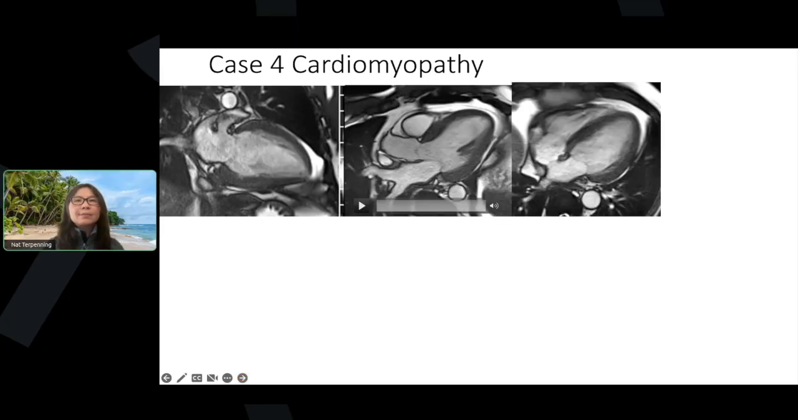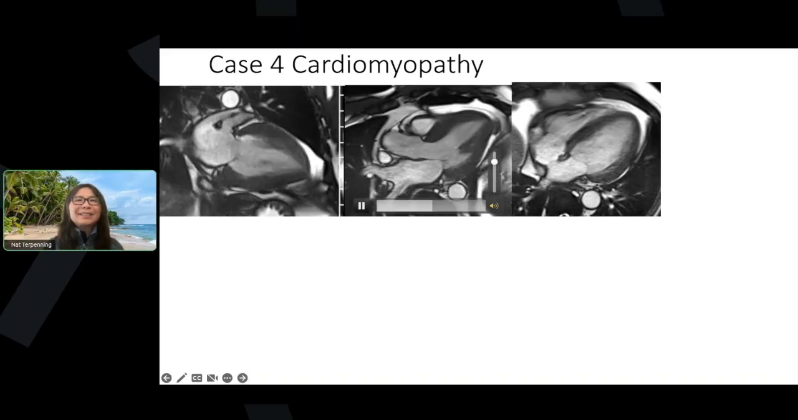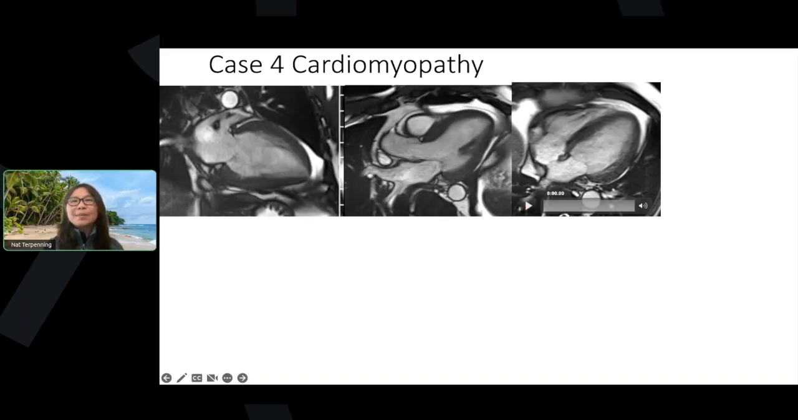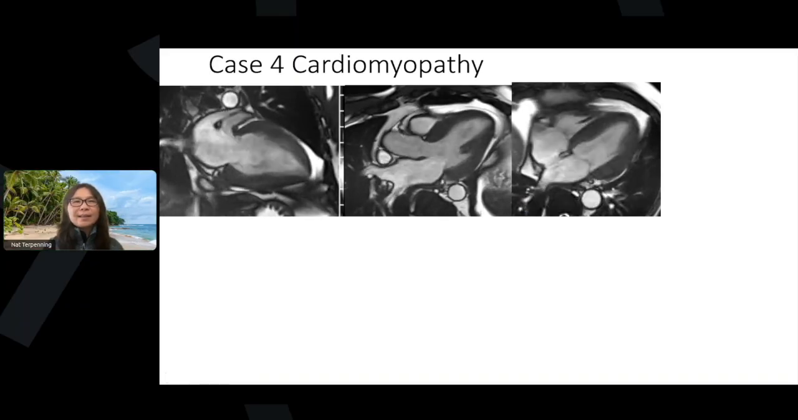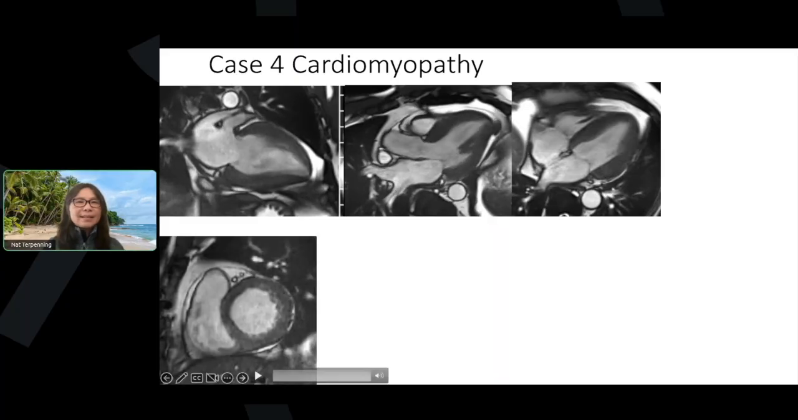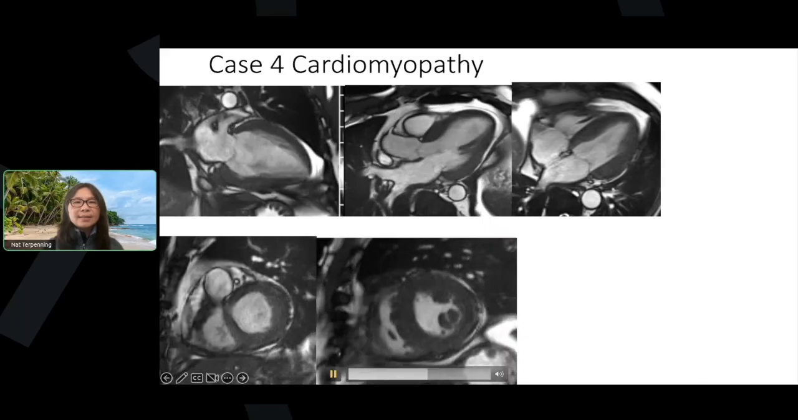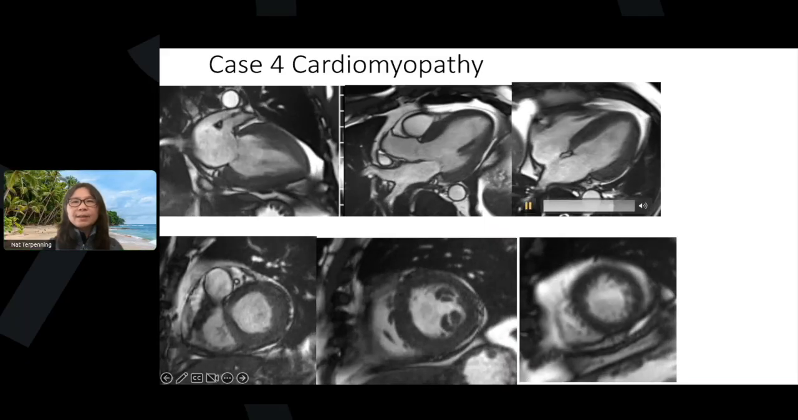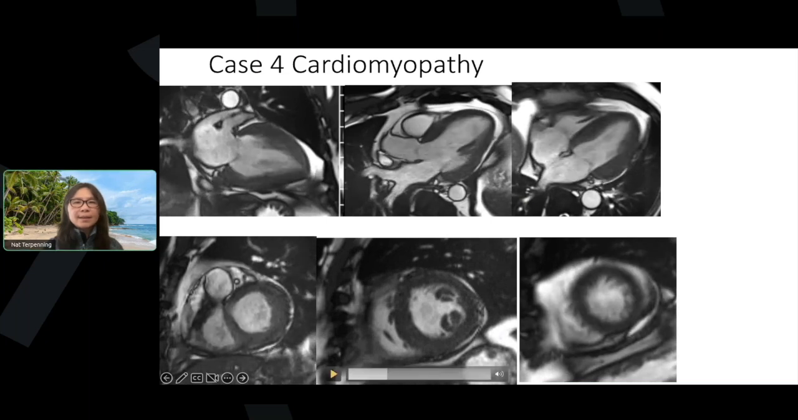We have, history is not really useful here, so let's just say a cardiomyopathy. Okay, and then this is my four chamber. Sorry, the short axis on the... I'm going to play the movie all here.